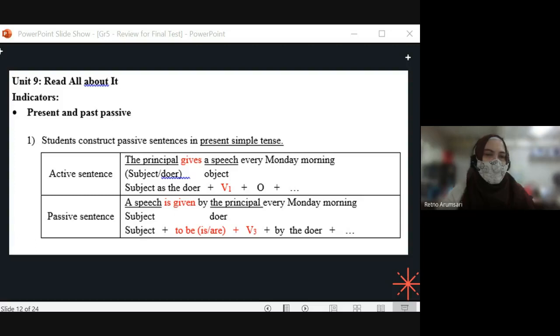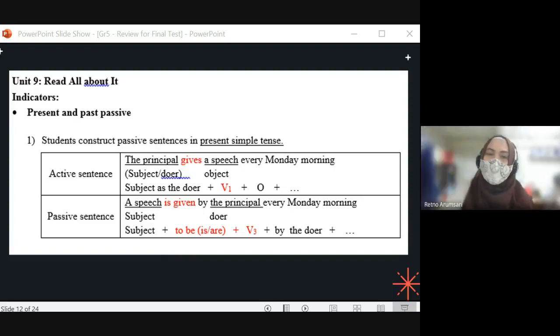What is the object of the sentence here? A speech. Yes. The principal is the subject or the doer. Give is the verb, the verb 1. And a speech is the object. Now, what you need to do in changing active sentences into passive sentences is to find the object first and then put the object of the active sentence into the beginning of the passive sentence like this.